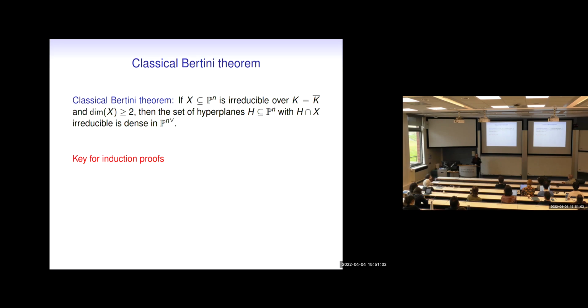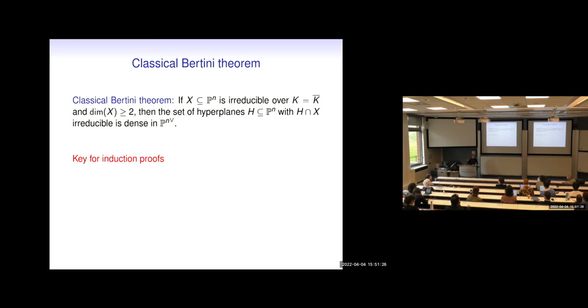The Bertini theorem says if I slice it with a hyperplane, unless you're unlucky, the hyperplane section is going to still be irreducible. Okay, and I'm going to state it the way I'm going to generalize it to say the set of hyperplanes with H intersect X irreducible is dense in the dual projective space. You could, of course, ask for different variants of this.